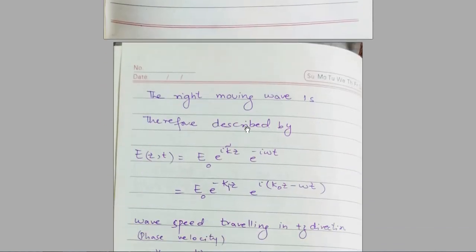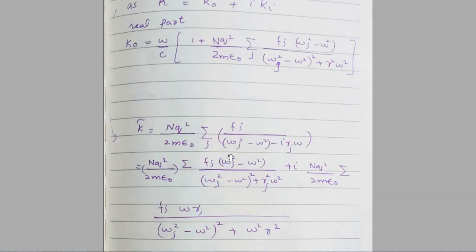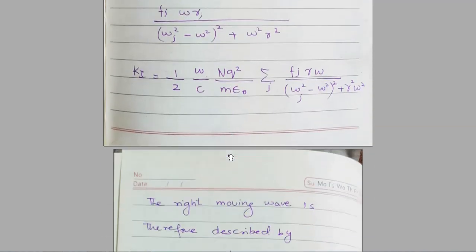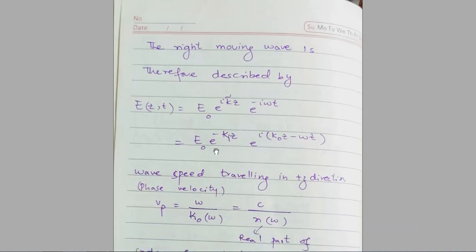The right moving wave is therefore described by this electric field. Here you have written k in the form of the complex wave vector. Your k complex, as you know, equals k naught plus iota ki. After putting these, we have this form. This is the more important factor in this electric field, and you have to discuss this factor. Wave traveling in the z direction, phase velocity.